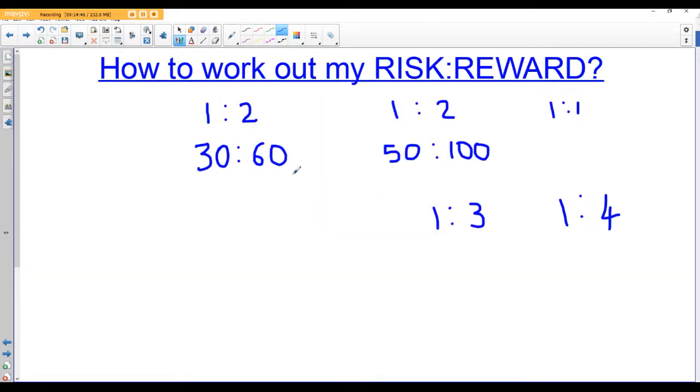Look at your risk reward ratio. Go for it, guys. You know, it's all about learning, it's all about making progress.